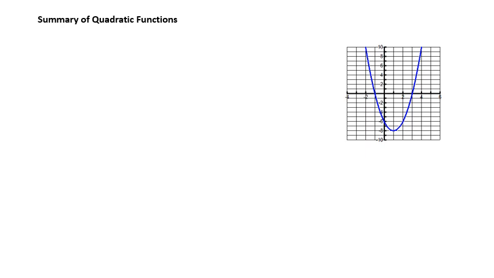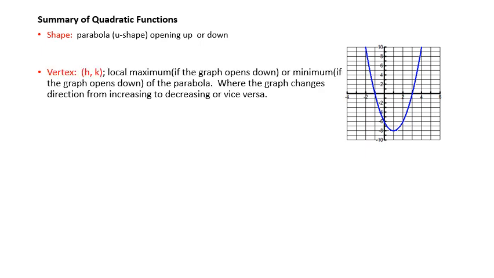So just as a reminder of quadratic functions, I have a graph over here of a quadratic function. So the shape, as you can see, of a quadratic function is a parabola or a U-shape. It may open up or down. In general, the domain of a quadratic function is all real numbers, and the range, if the graph opens up, will be greater than or equal to the y value of the vertex. If the parabola opens down, it'll be less than or equal to the y value of the vertex.